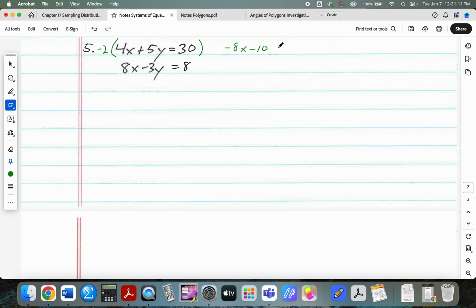So I've got -8x minus 10y equals -60, and I've got +8x minus 3y is equal to 8. So that when I combine these two, sometimes this is called linear combination. It's the same thing. When I combine these two, I get -13y is equal to -52. Divide by -13 and I get y is 4.